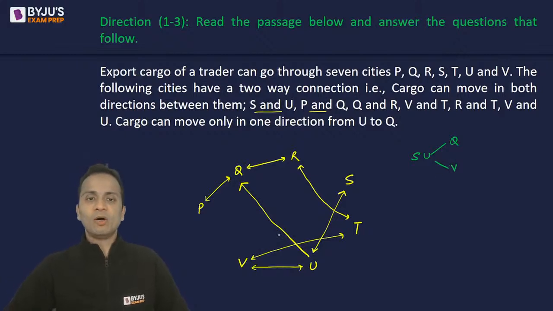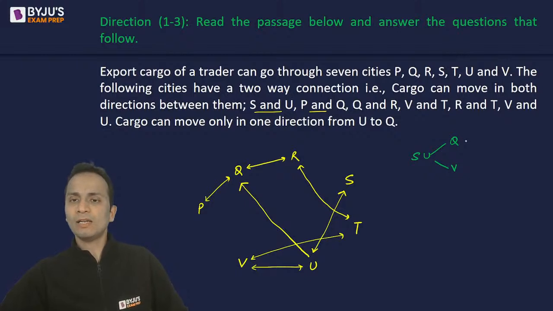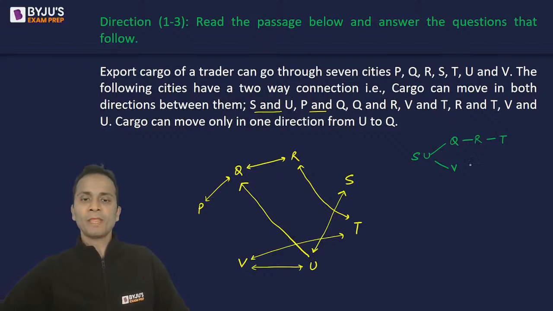ठीक है? Now, once I've reached Q, I can go to R, I can go to P, but if I go to P, I'll have to come back to Q. So there is no use of going to P. So from Q, I'll go to R, and then from R, I will go to T. There is only one way. Okay, now once you have reached V, V से सिर्फ एक ही तरीका है, T पे जा सकते हैं.